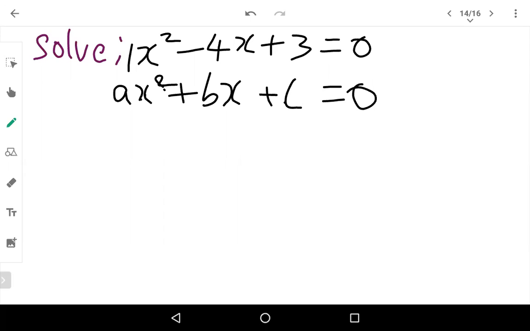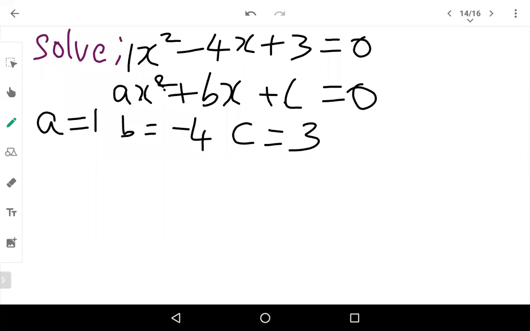Now, how do we solve this problem? First let us recognize what is a. A is equal to 1, b is equal to minus 4, take the sign along with the number, then c is equal to plus 3. We recognized what is a, b and c.